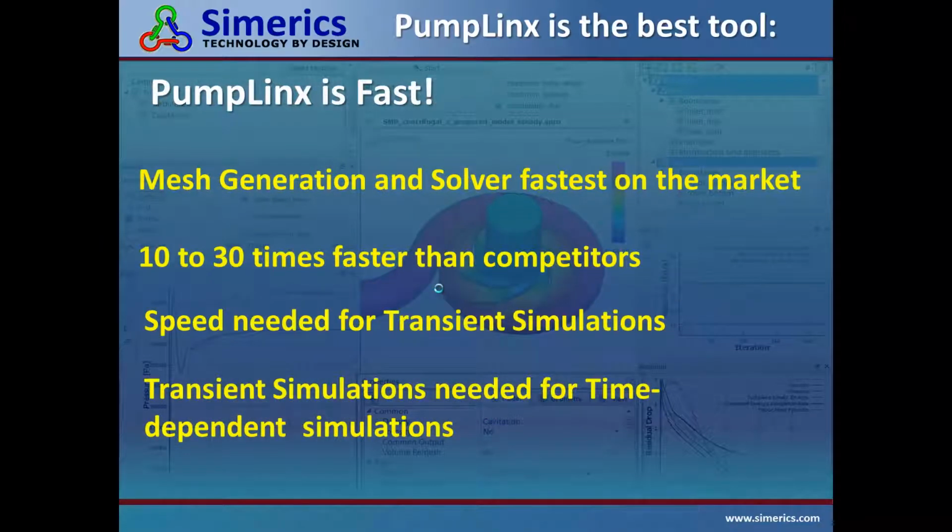PumpLinx is fast. Not only is mesh generation exceedingly fast, but the solver execution time for complex multiphysics simulations shows that PumpLinx is the fastest currently available on the market. PumpLinx is 10 to 30 times faster than other codes. This means that transient solutions are obtained in a tenth of the time required for other codes. Transient simulations are indispensable for any time-dependent physical phenomena such as pulsatile pressure waves, vortex shedding, or capturing the periodic behavior of the fluid flow throughout the device in general.